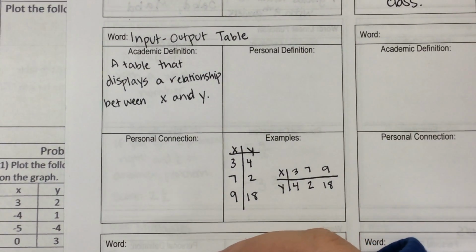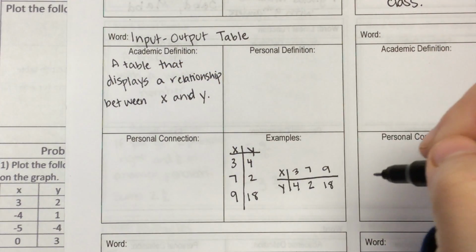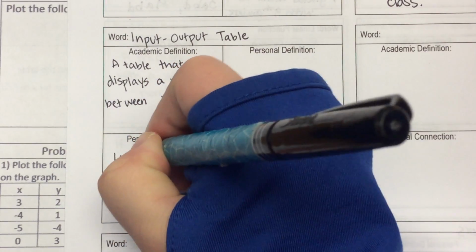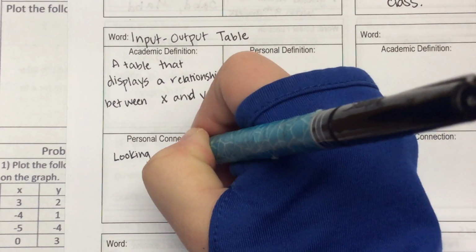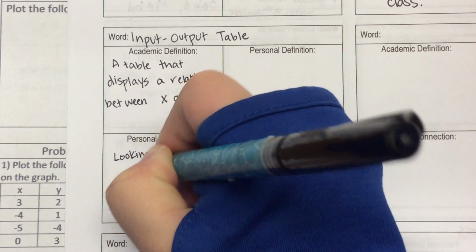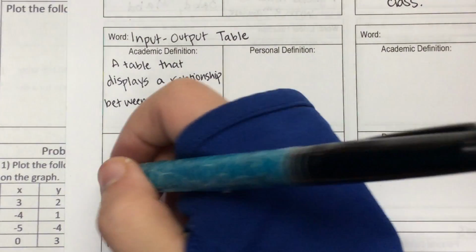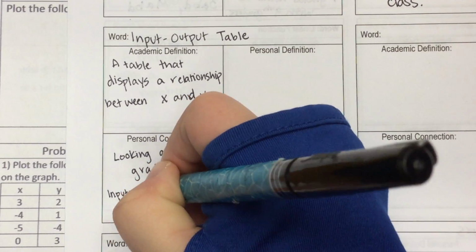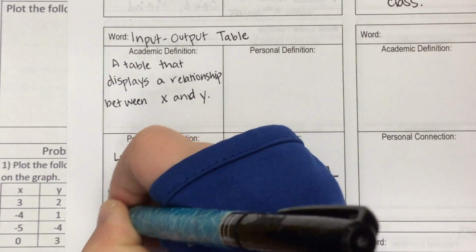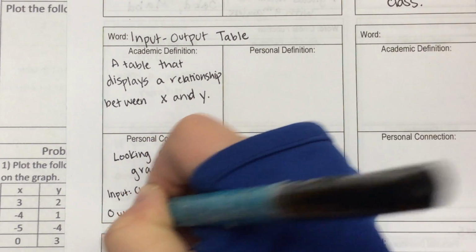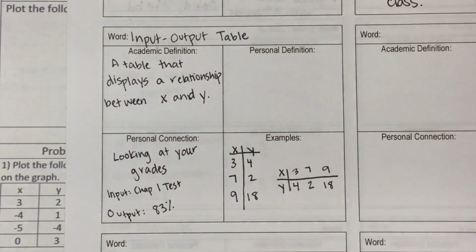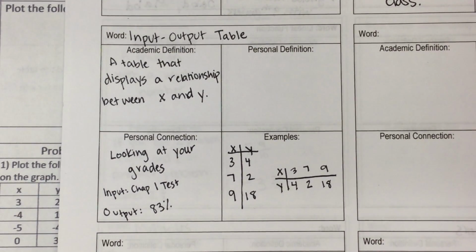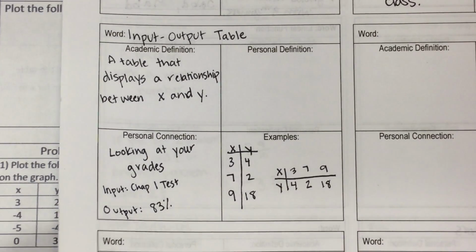Okay, so a personal connection would be like looking at your grades. When you input like the chapter 1 test, your output would be like an 83%. Okay, so just looking at any sort of table, most times they are input-output tables. All right, also known as an XY table.